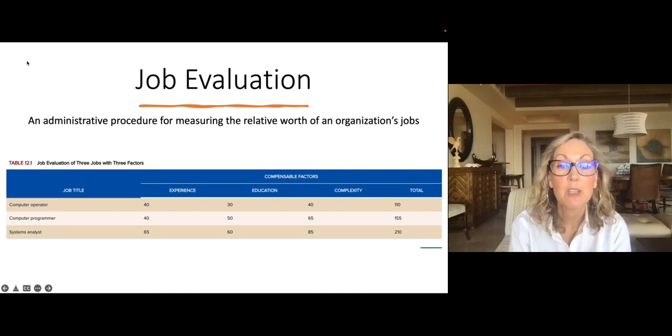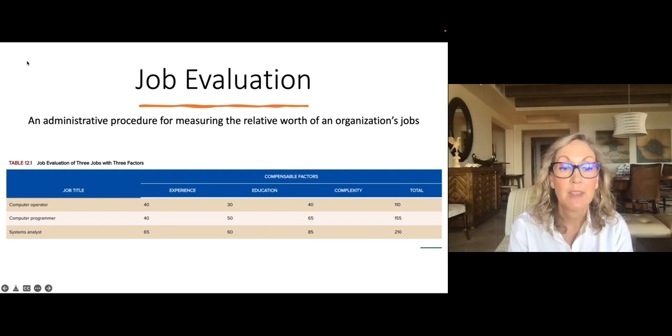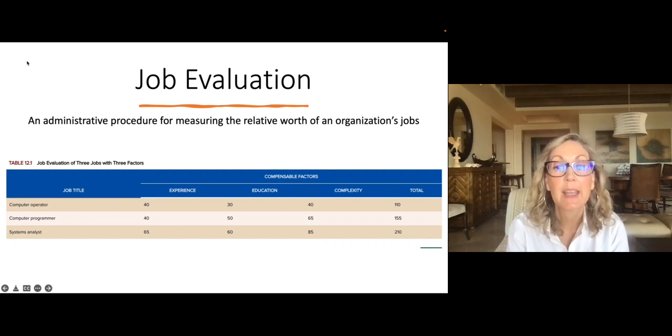We're just going to give them scores. In this case, it looks like they're giving scores, I think, between 1 and 100 on each one of those compensable factors. So the three jobs that they're comparing are a computer operator, a computer programmer, and a system analyst. And for each of those, they say, what's the level of experience you need just to get this job? And they give them a score. It's a 40 for both programmer and operator, and you need a 65 to be a system analyst in our company.